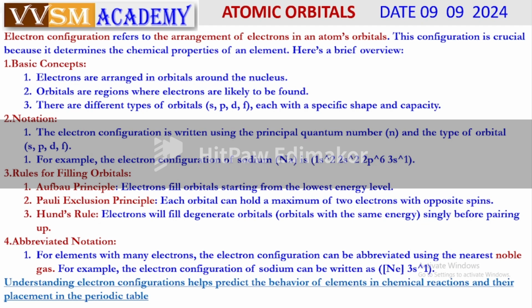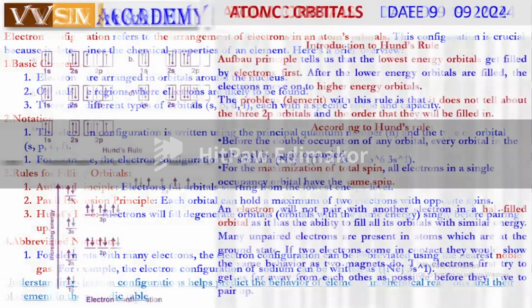Abbreviated notation. For atoms with many electrons, the electron configuration can be abbreviated using the nearest noble gas configuration or stable gas configuration. Understanding the electronic configuration helps predict the behavior of elements in chemical reactions and their placement in the periodic table.